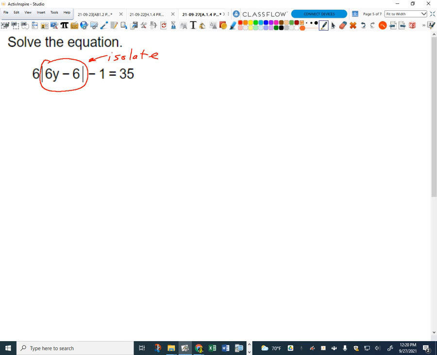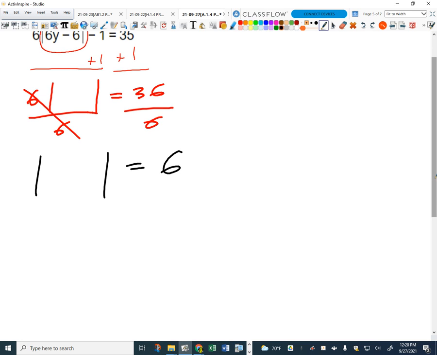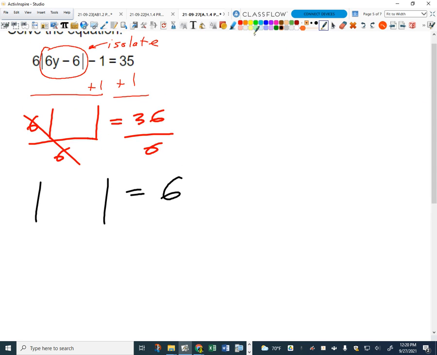I'm trying to isolate that whole absolute value, right? So everything inside the red bubble, I've got to get that red bubble by itself. To do that, I'm going to add 1 to both sides. And that's going to give me 6 times my absolute value equals 36. I'm going to divide each side through by 6. And then I've got my absolute value by itself equals 6. Everybody agree? Okay, what's inside the absolute value is a 6y minus 6.